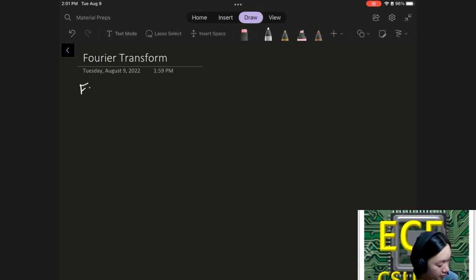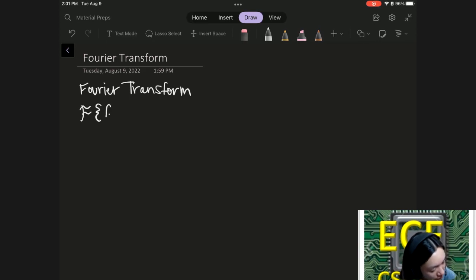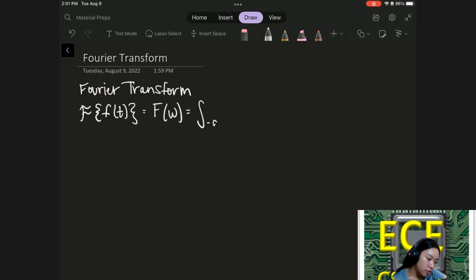Okay, Fourier transform. If I apply the Fourier transform to a function f of t, it will equal the function in the frequency domain. And you can find that by doing the integral from negative infinity to infinity of f of t e to the minus jwt dt.